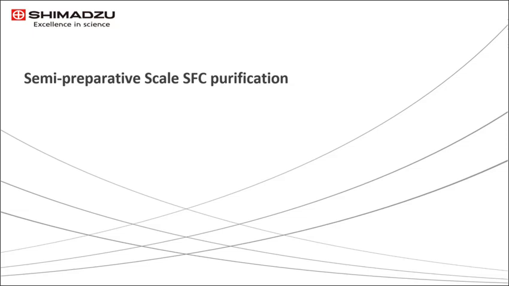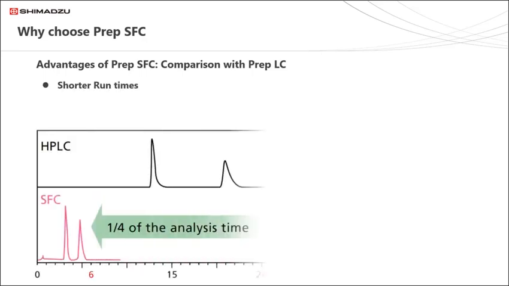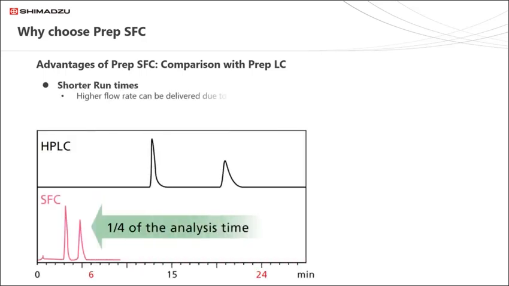Which brings us lastly to semi-preparative scale SFC purification. Advantages of preparative SFC compared with preparative LC. Shorter run times. This is due to the higher flow rate capability due to the lower viscosity of CO2 and its faster mass transfer. The runtime is 3 to 5 times shorter than preparative LC, especially for chiral separations.